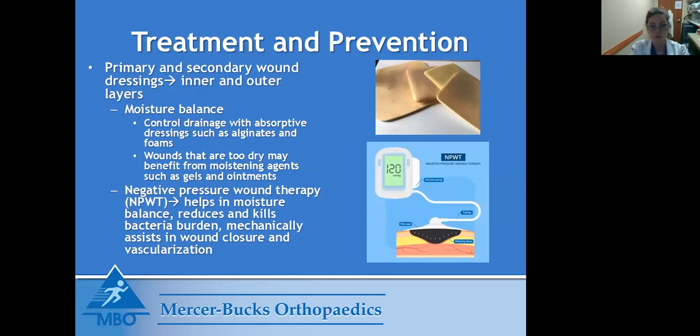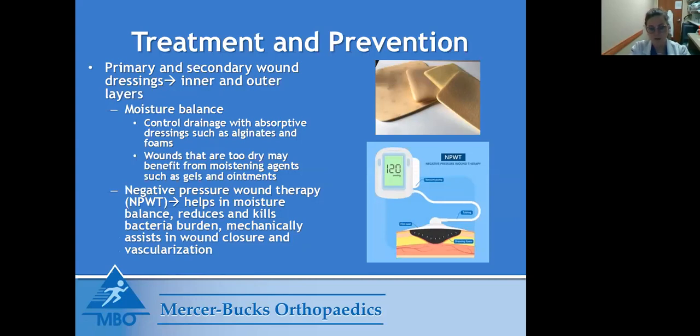So when it comes to wound dressings, it does depend on the type of wound, but they are categorized as primary or secondary dressings. So primary dressing goes directly on the wound. So you can think of it as the inner dressing versus a secondary dressing is another layer that you're adding. The goal with dressings is to keep sites clean and covered, but also to help control moisture. So that moisture balance that I mentioned, you want to help control moisture through your dressings.